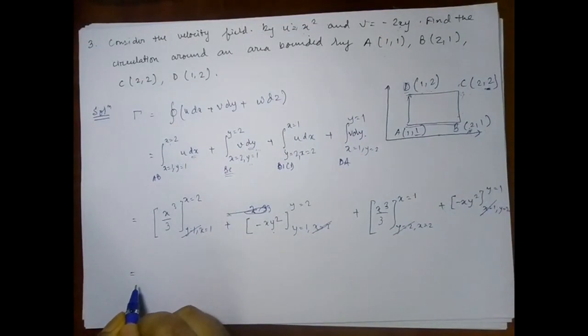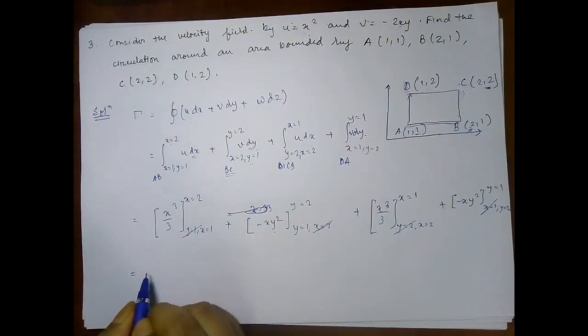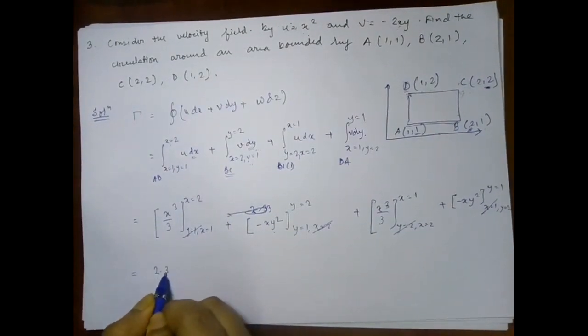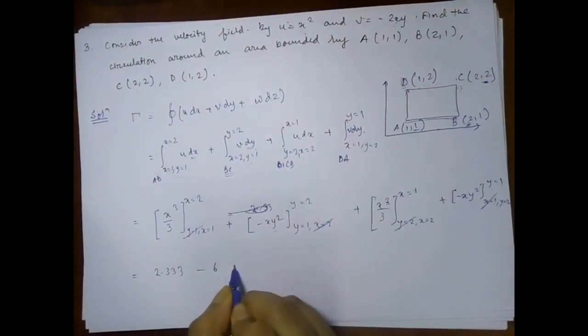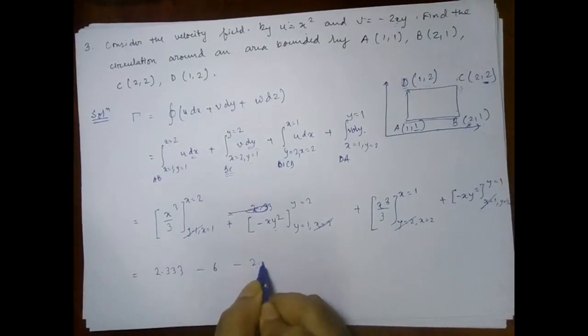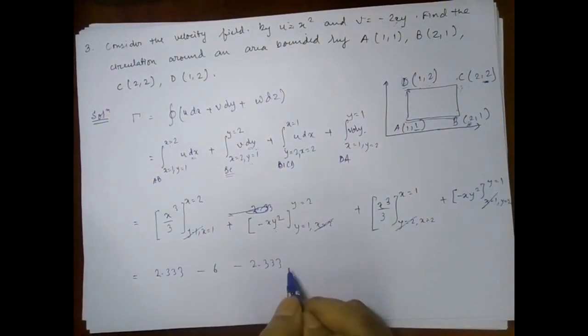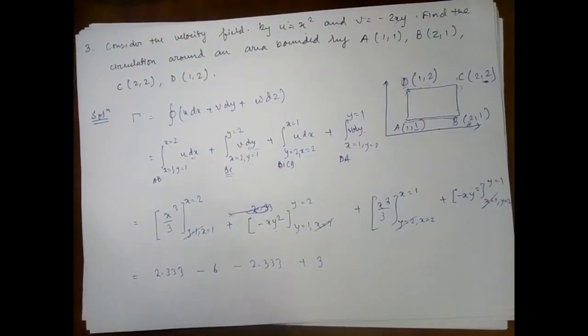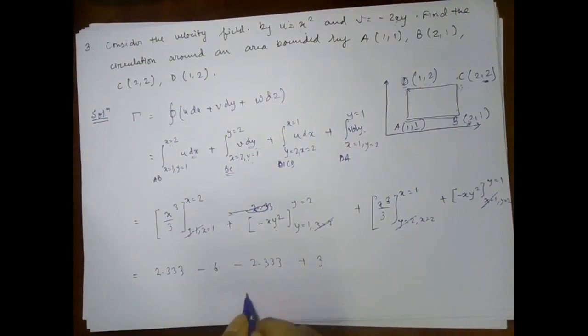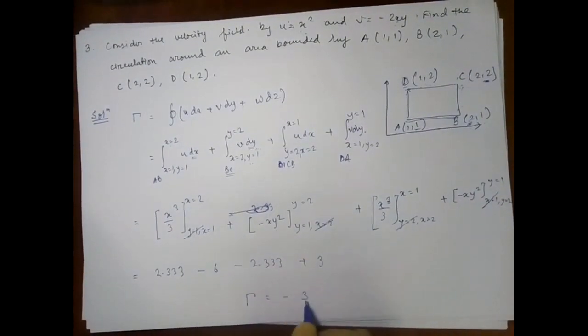So on solving this one, putting the values of the particular limits, it will be 2.33, this one will be minus 6, and this one will be minus 2.33, and this one will be plus 3. And on solving this one, gamma will come out to be minus 3 units.